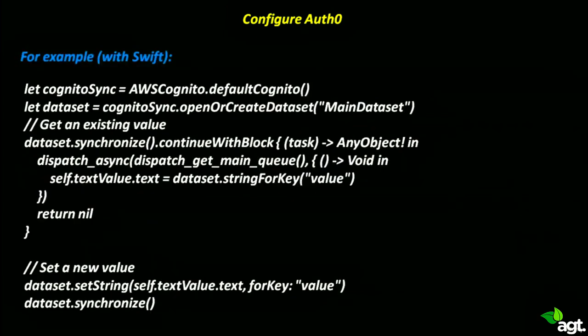For example, this is a sample code I have given here, starting from let cognitoSync equal AWSCognito.default, then let dataset, the main dataset process, and dataset synchronize, then dispatch asynchronous process, and the void in model and return nil. So this is setting a new value. This is a sample code you can check out, for example with Swift.